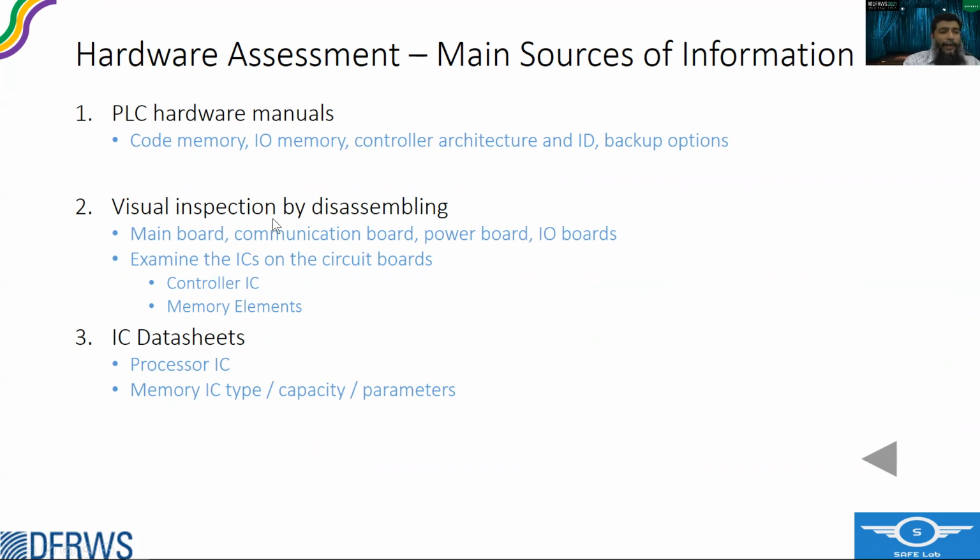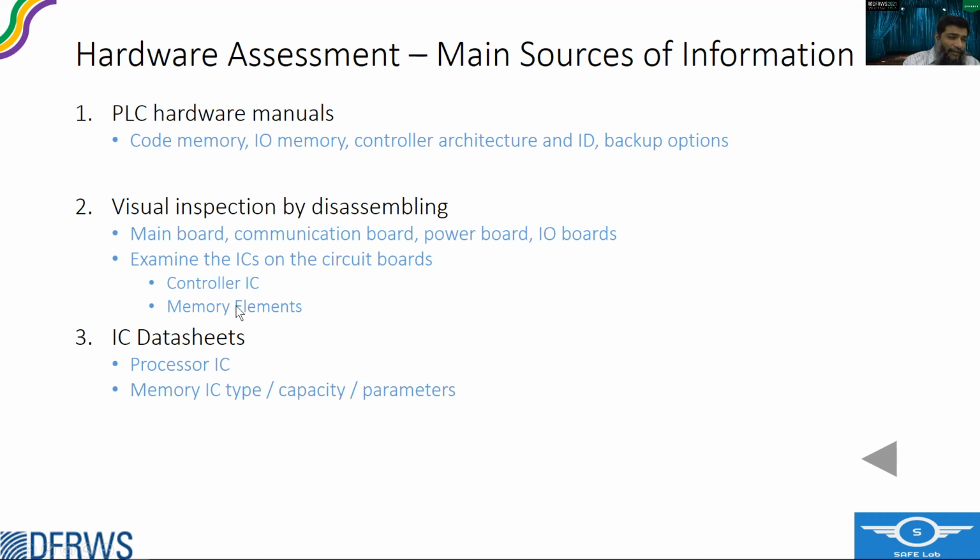Next is the visual inspection by disassembling. So we disassemble the PLC and see the boards. There could be four types of boards: communication, main board, power, but we are interested in the main boards. And we examine the ICs that are available on the circuit boards. Again, we are looking at the controller IC and the memory elements IC.